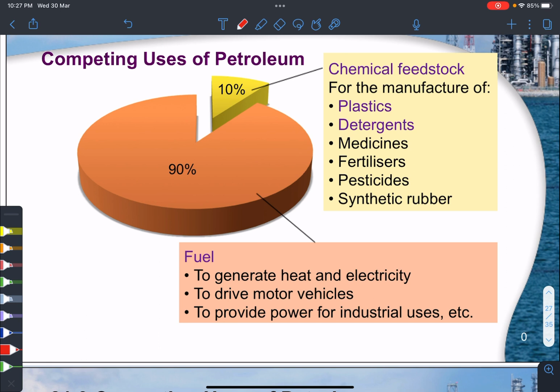But there is another main thing that you are probably not aware of. It is used as a chemical feedstock. What's chemical feedstock? It's just another name, a professional term we use. It's used for the manufacture of plastic, detergent, medicine, fertilizer, pesticide, rubber, which, if you think about it, is a big part of our daily life. So if there's no oil, that's it.